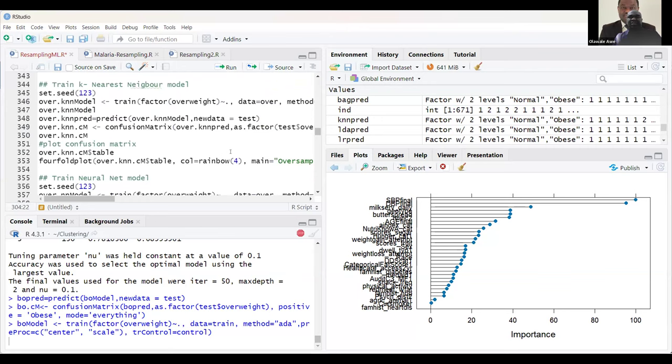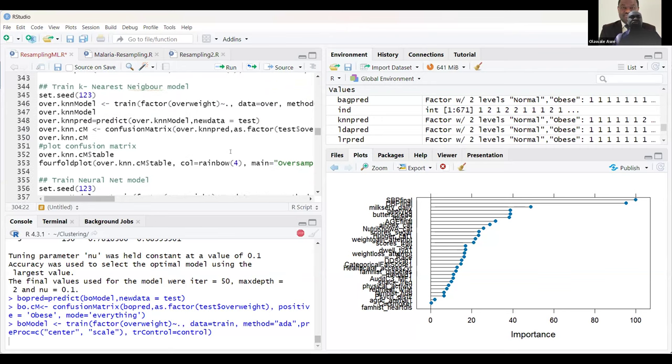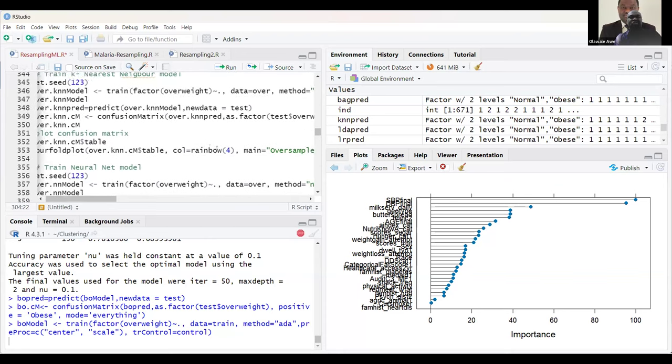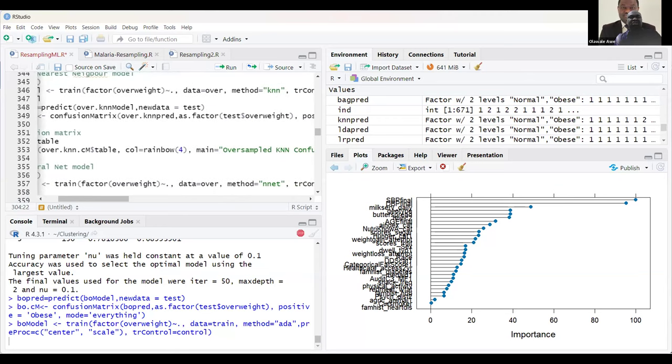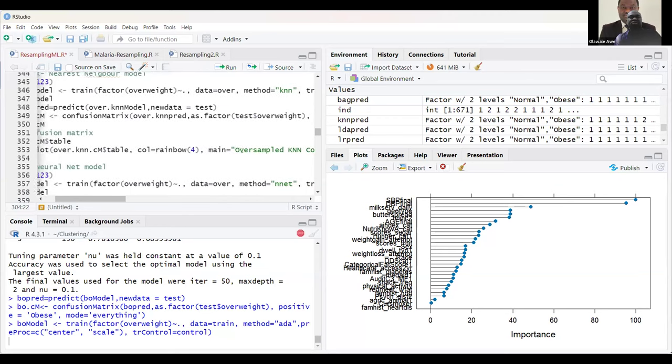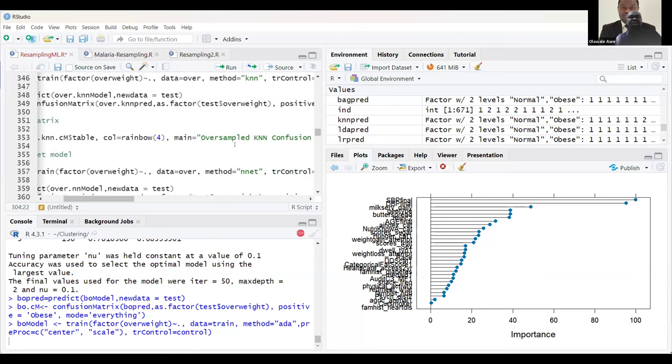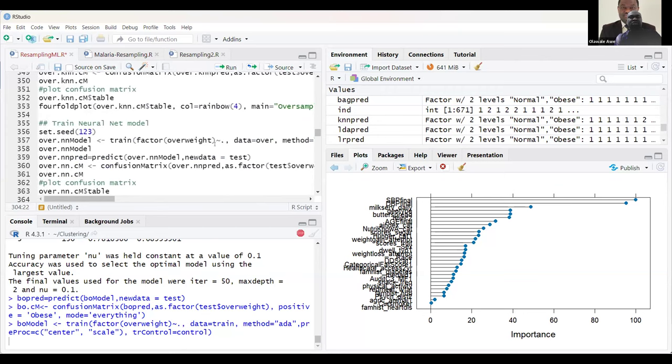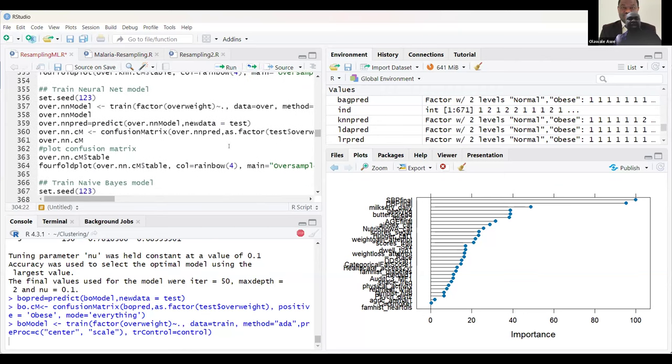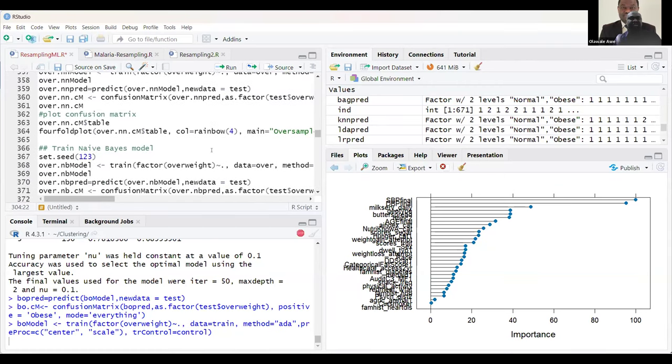If we had more time, I would have allowed you to practice with another data set, like I did here with the malaria data set, or cancer. I have another data set on lung cancer. You just change the data and practice with this particular code. Now, you can see the titles we are giving it: oversampled KNN, oversampled random forest, and so forth. The same thing, the same way.